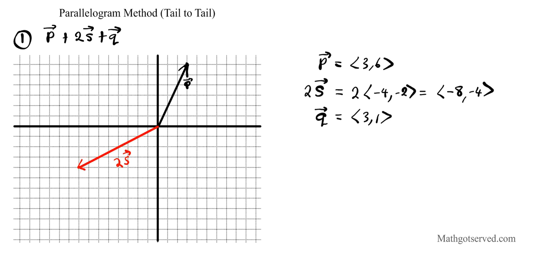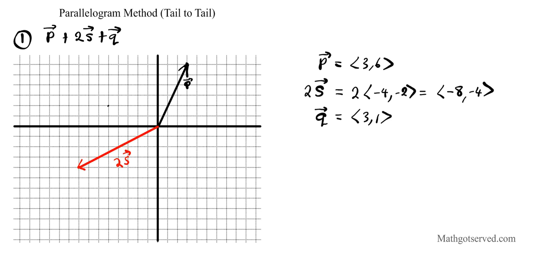All right. So what I'm going to do, I'm going to translate p to the tip of vector 2s, or we can translate 2s to the tip of vector p. Doesn't really matter. So if I translate p to the tip of vector 2s, starting from here, I'm going to graph the vector directions of p. So starting from here, I'm going to go to the right 1, 2, 3, and up 1, 2, 3, 4, 5, 6.